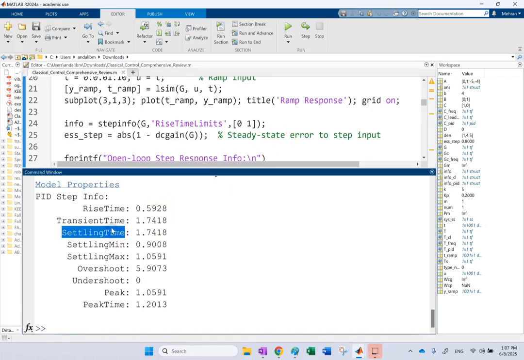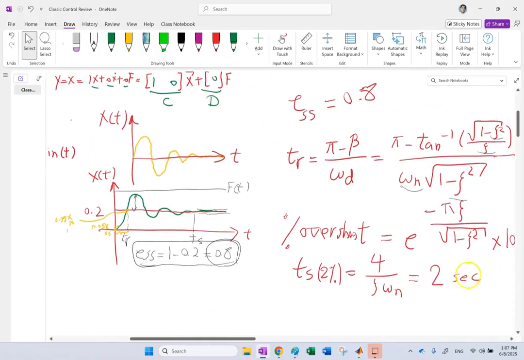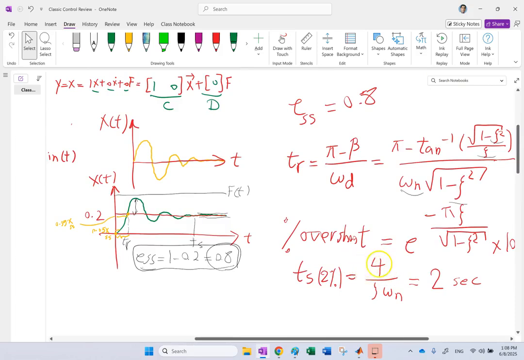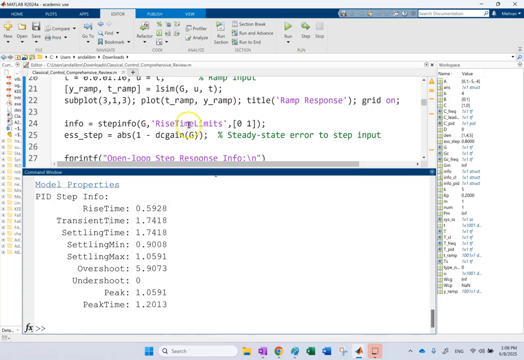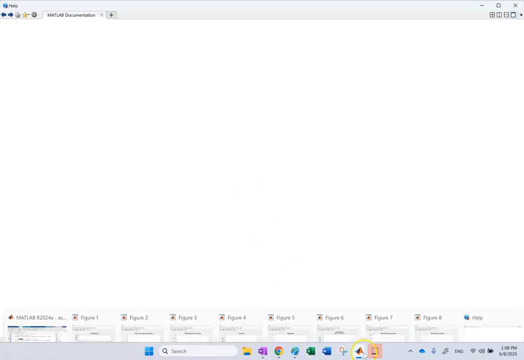Also, for settling time, the default in MATLAB is the 2% criterion. So if you want to use the 5% criterion, where this numerator here, instead of 4, is 3, then you have to again give that to MATLAB and say, hey, the settling time threshold is basically 5 as opposed to 2, okay? So while the help is coming up, let me show you the other commands that I used here.